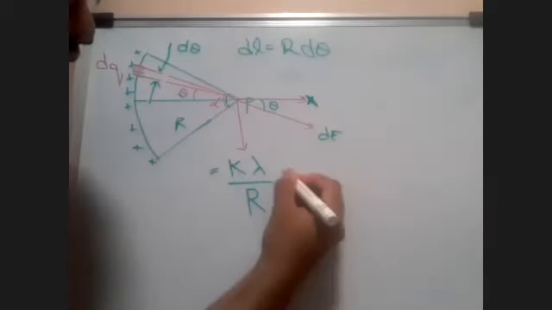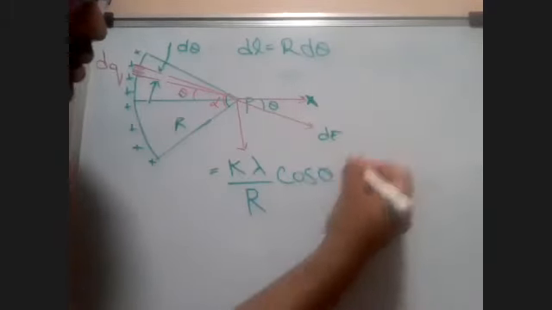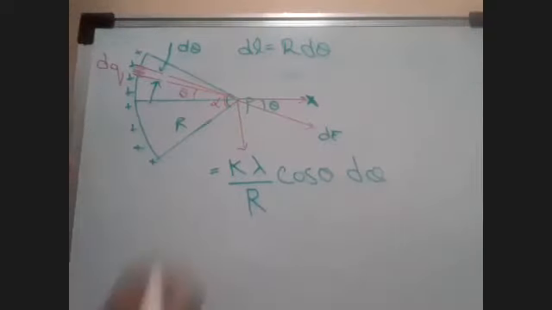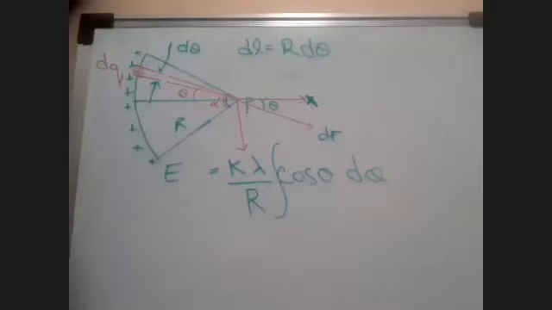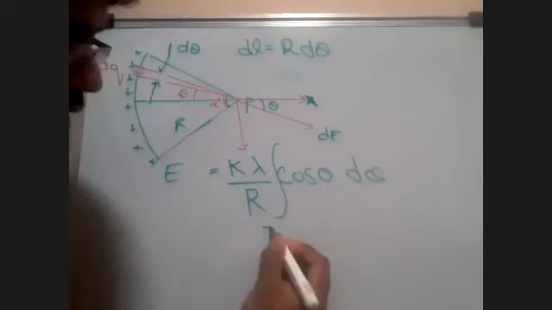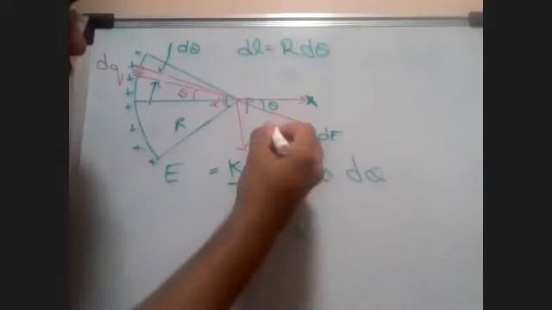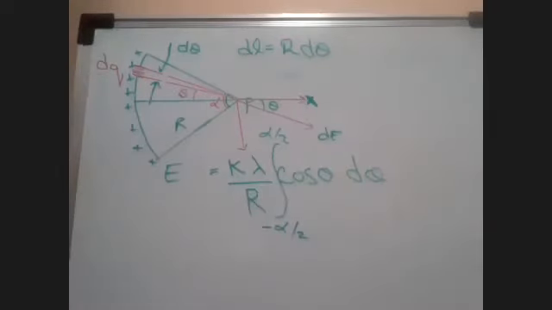Okay, k lambda cos theta d theta. And to find E, we basically have to integrate this cos theta d theta. Now, quickly tell me the angle. What are going to be the limits? Minus alpha by 2 to plus alpha by 2, right? So minus alpha by 2 to alpha by 2. What is the integration of cos theta? Sin theta. Okay.